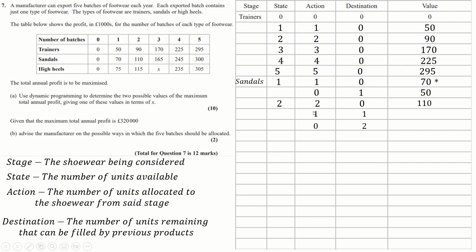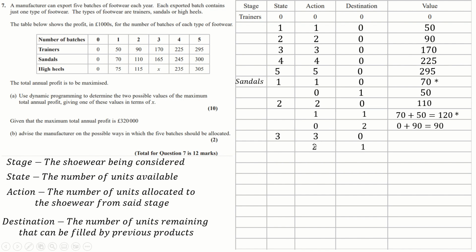But we could do 1 sandal, 1 trainer, or 0 sandals, 2 trainers. So 1 sandal, 1 trainer is 70 plus 50, which is 120, which is better than this option. And 0 sandals, 2 trainers is 90, which is worse. So if we ever have to get 2 pairs of shoes, currently the best idea is to do trainers and sandals, 1 of each.